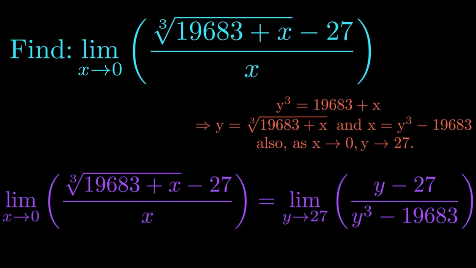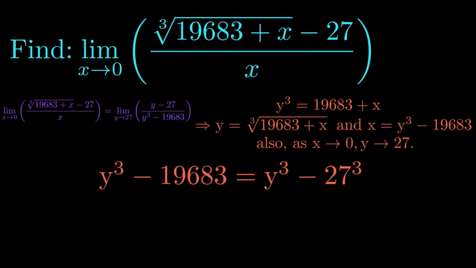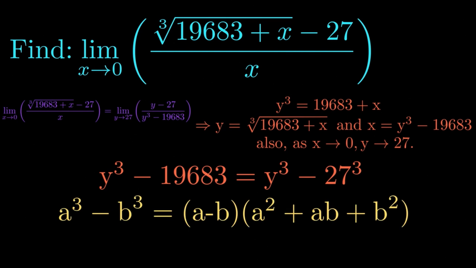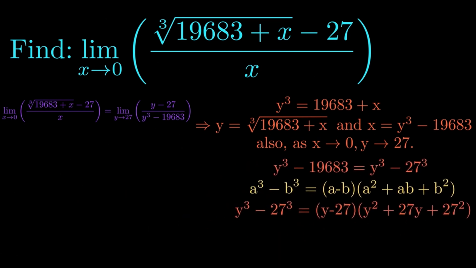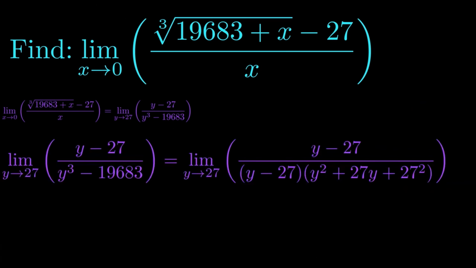Now we can rewrite the denominator as y cubed minus 27 cubed, because the cube root of 19,683 is equal to 27. Now using the difference of cubes formula, we can rewrite y cubed minus 27 cubed as (y minus 27) multiplied by (y squared plus 27y plus 27 squared). This allows us to rewrite our limit as the limit as y approaches 27 of (y minus 27) divided by (y minus 27) multiplied by (y squared plus 27y plus 27 squared).